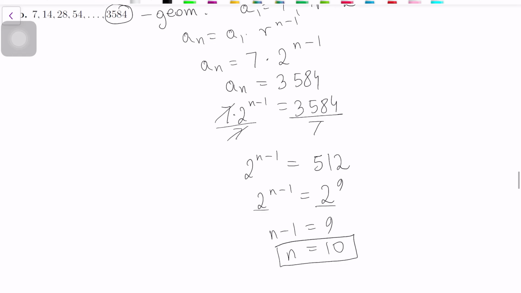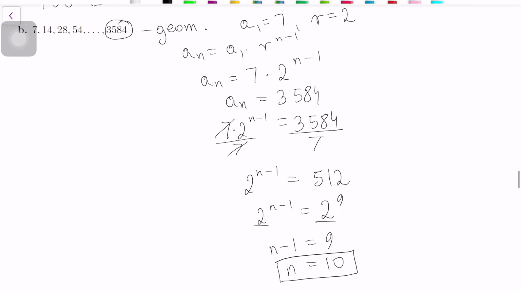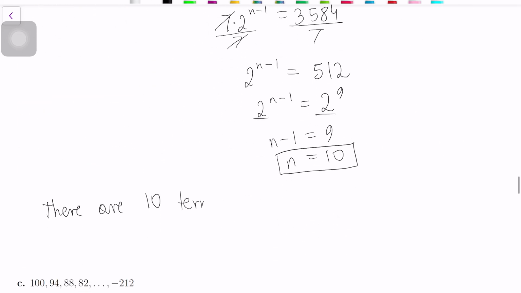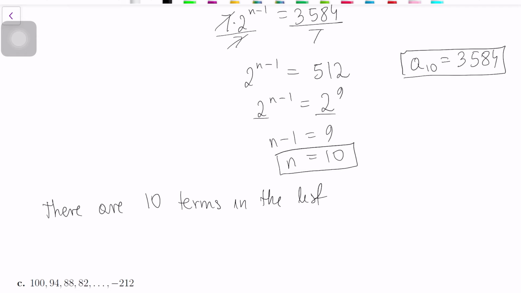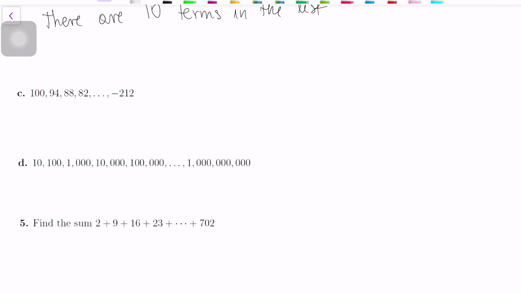So there are 10, what was the question exactly? Terms in the list. Another way of saying that is that number 3,584 is A10, which means it's the 10th term of the sequence. Okay.